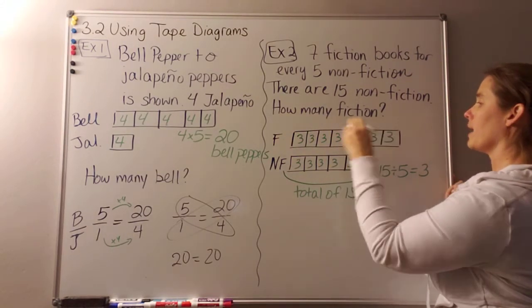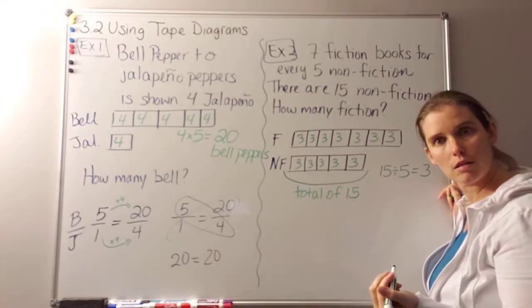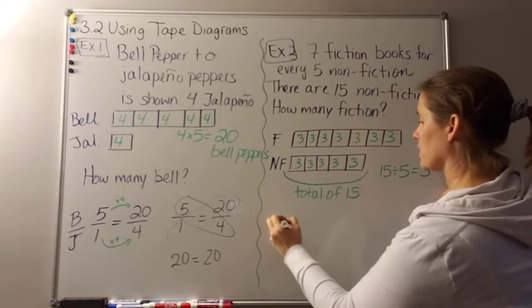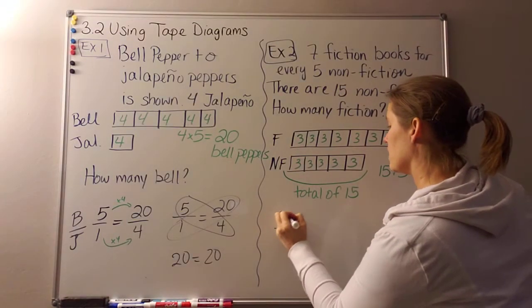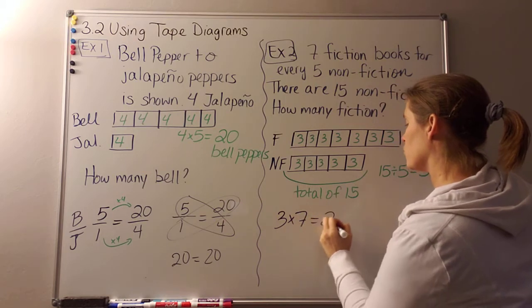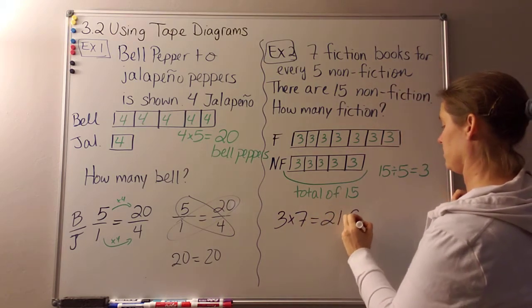And I had how many boxes? 1, 2, 3, 4, 5, 6, 7. So what do I have to do with all those 3's? That's right, multiply them by 7. So I'll go right in my other color. 3 times 7 to get 21 fiction books.